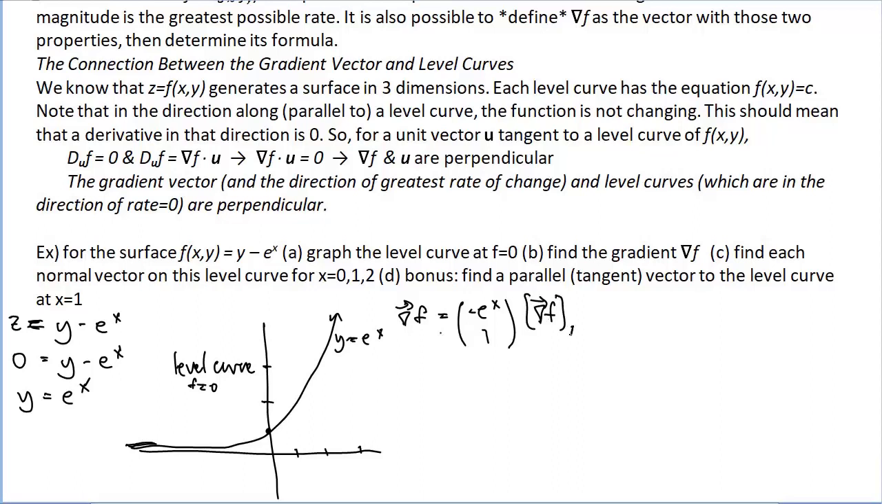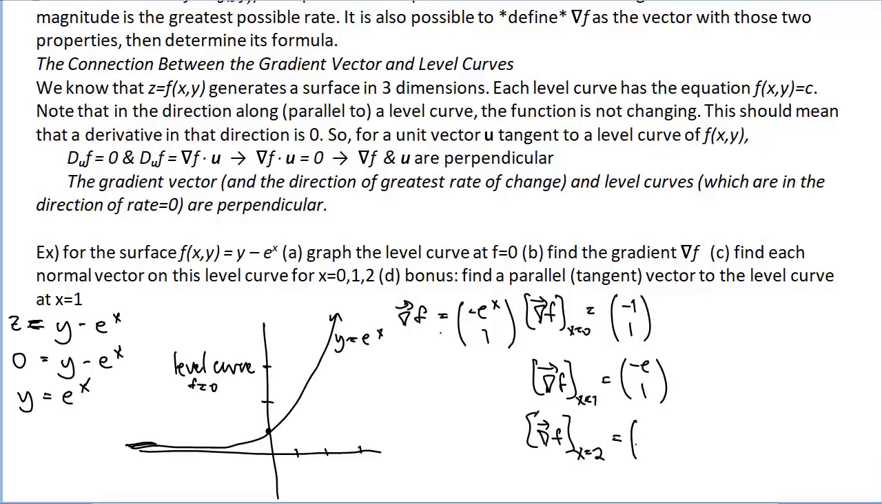The gradient of f at x equals 0, just plug it in and you get negative 1, 1. The gradient of f at x equals 1 is going to be negative e, 1. And then the gradient of f at x equals 2 is going to be negative e squared, 1. Negative e squared is about negative 8. So we found the gradient at each of those points.